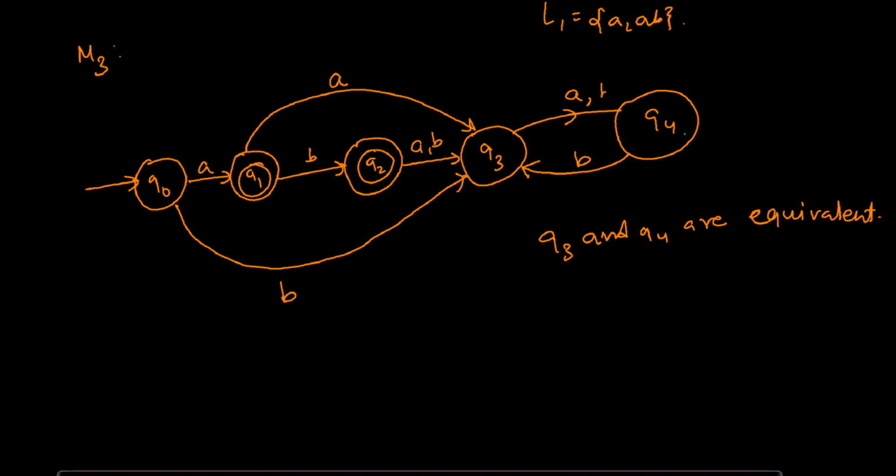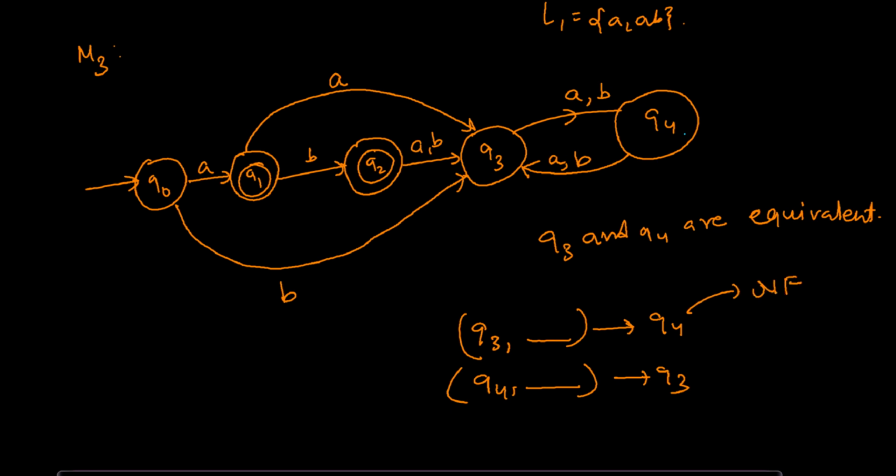So Q3 on seeing any symbol goes to Q4, and similarly Q4 on seeing anything goes to Q3. Q4 is a non-final state. Q3 is a non-final state. So Q4 and Q3 are equivalent. You get?